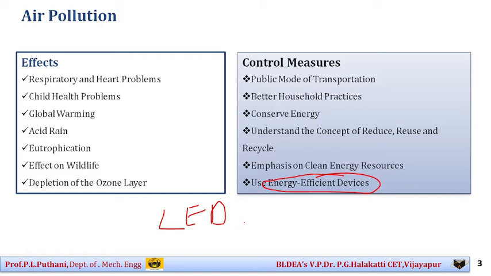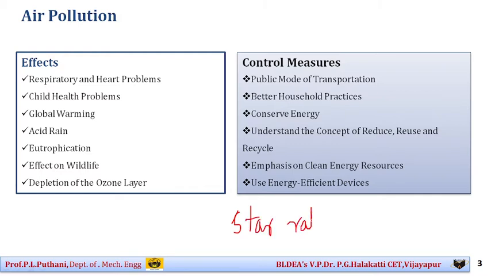So always when you are purchasing electronic appliances, try to choose the device which has a higher number of star ratings. More star ratings means it is a good quality device, it is an energy efficient device, and it is causing less damage in terms of air pollution. So this is it with respect to air pollution.